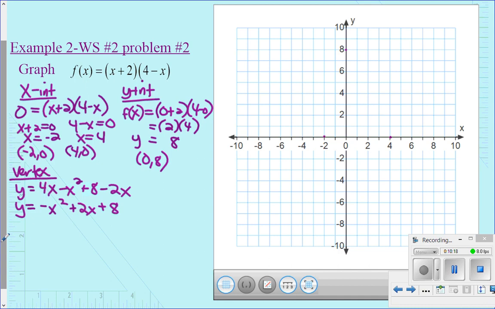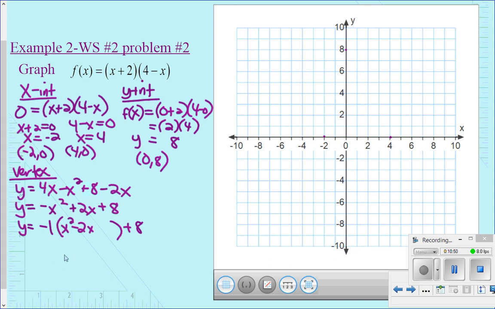So we know to get it into vertex form, we're going to complete the square. So hopefully you recall that we can't complete the square yet because it's not a positive 1 x squared. So in order to complete the square, I'm going to factor out a negative 1. The 8 stays on the end. So I'm left with an x squared minus 2x when I factor out a negative 1. So now I'm ready to complete the square. I have a positive 1 x squared. So negative 2 divided by 2 gives me negative 1.